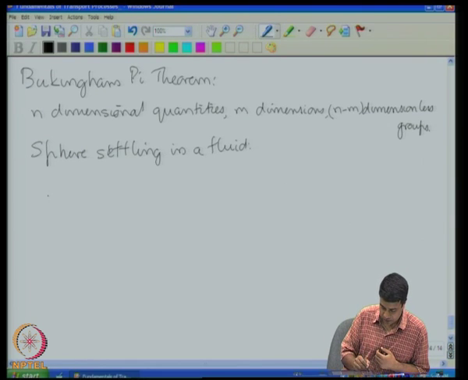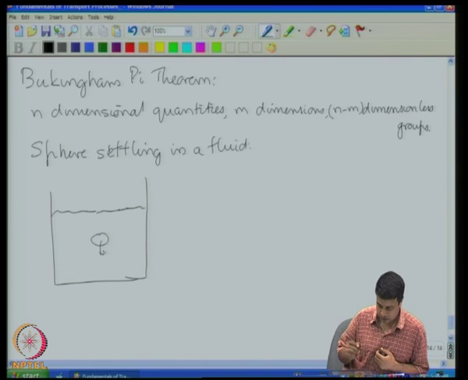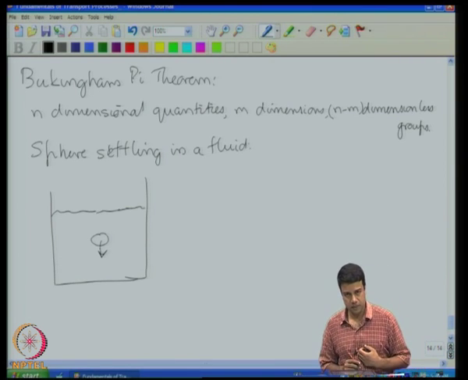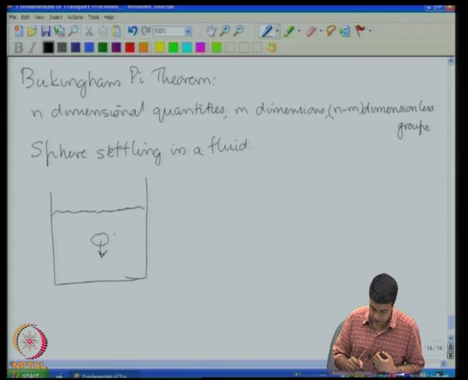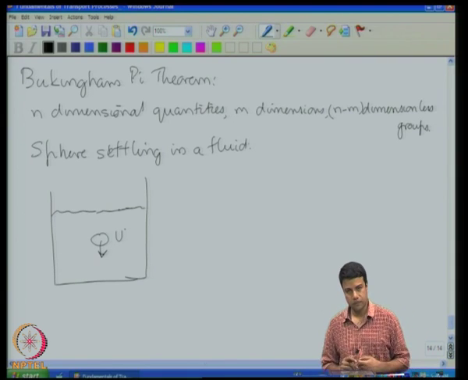Okay. So I have some tank of fluid, and I have a particle that is settling under gravity in this tank of fluid. There is a gravitational force acting on this particle, and my task is to find out the velocity u with which it is settling. That is of course done by a force balance.